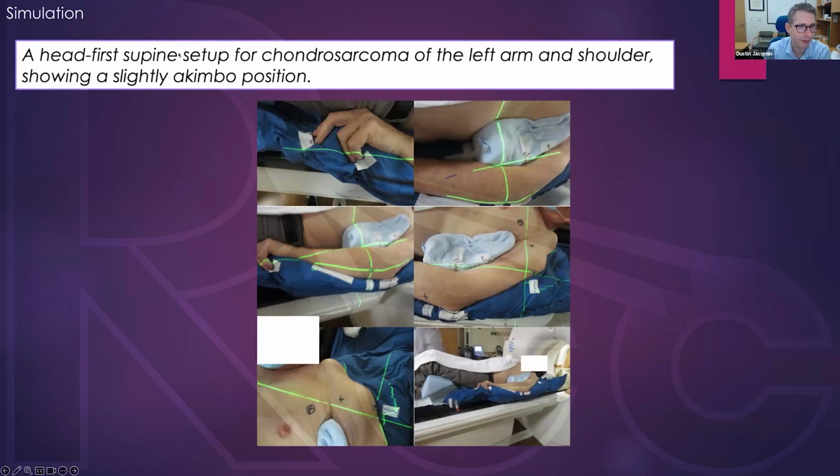Here we have a head first supine setup for a sarcoma of the left arm and shoulder. So we're treating kind of up in the shoulder here. The arm is slightly akimbo. We have the arm being supported by the mold. And this is actually a custom headrest that was molded to fit the space around the patient's elbow and left side to try to make the spacing between the arm a little bit more reproducible. So we have some molding around the shoulder, around the arm, and then in between as well.